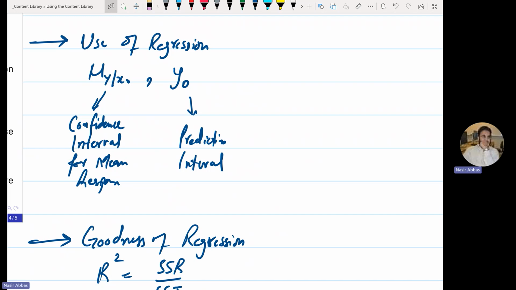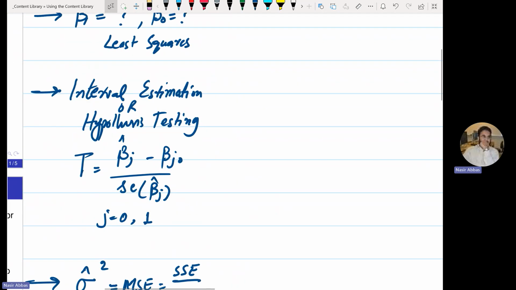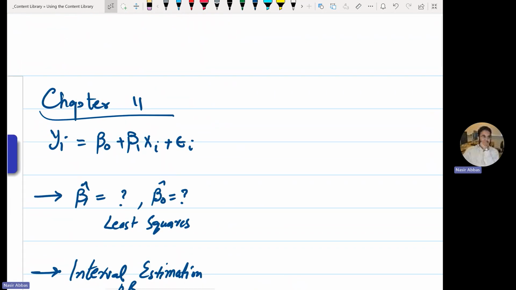Now, let's get to the problems of simple linear regression model. In real life, if you have a response variable Y, let's take an example that response variable Y is your score in major 2 and X was the study hours, let's say. How many hours you study, and your score is Y.